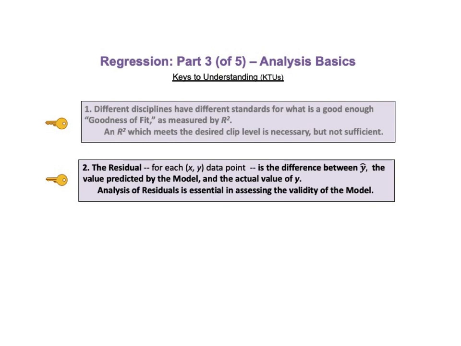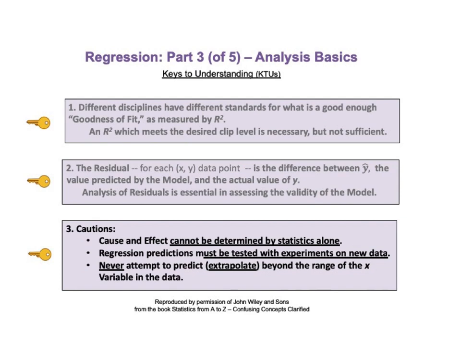The second key states the residual for each xy data point is the difference between y hat, which is the value predicted by the model, and the actual value of y. And analysis of residuals is essential in assessing the validity of the model. The third and final KTU provides three cautions. First, cause and effect cannot be determined by statistics alone. Next, regression predictions must be tested with experiments on new data. And third, never attempt to predict, that is to extrapolate, beyond the range of the x variable in the data.